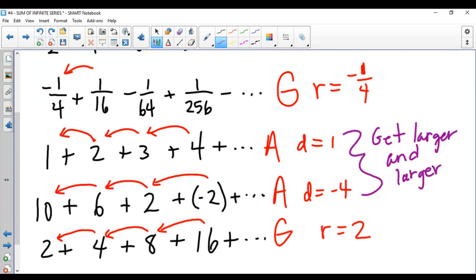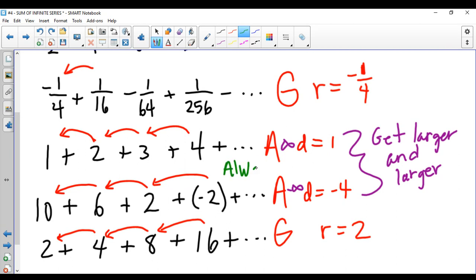Each one of those terms gets larger and larger, whether it's positive or negative. So big positive or big negative numbers. If we keep adding them up, they're going to end up being positive infinity. And if we add all those up, that's just going to end up being negative infinity. So for the sum of an infinite arithmetic series, you're never going to be able to find it. These are always divergent.